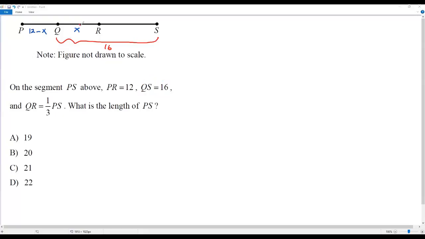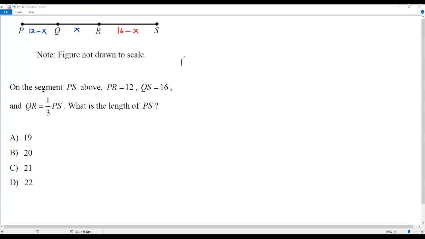And the length of QR is X. Then what is the length of RS? To get the length of RS, we have to subtract X from the length of QS, that is 16. When I subtract X from 16, I'll get the length of RS, that is 16 minus X. Now I have the length of PQ, that is 12 minus X, QR is just X, and RS is 16 minus X.